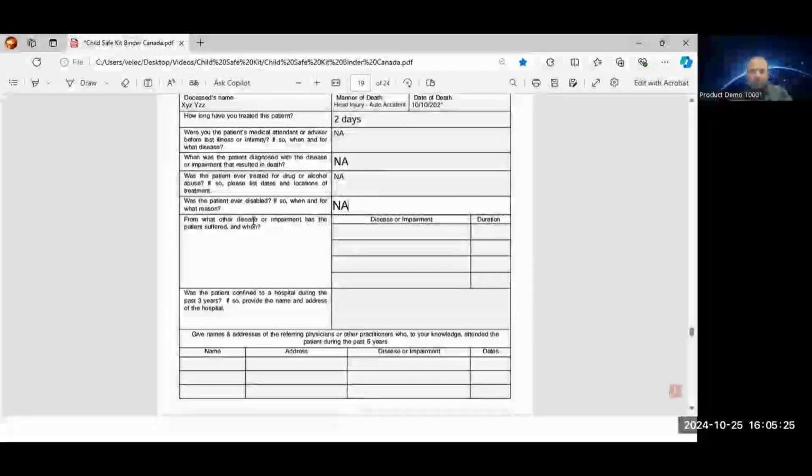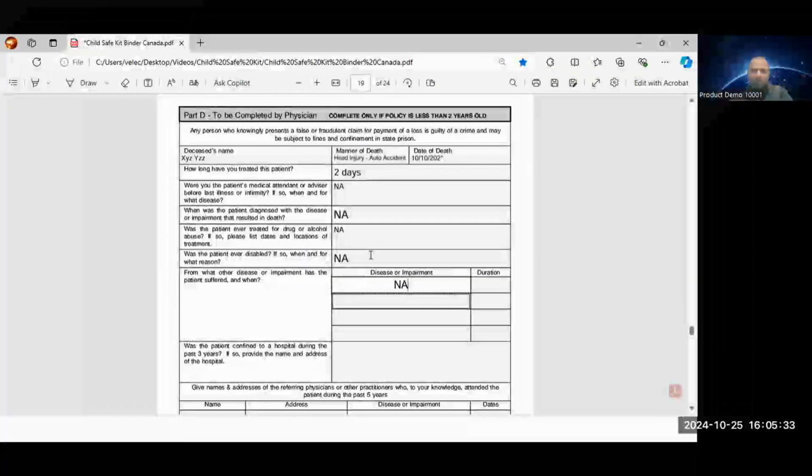Okay, from what other disease or impairment has the patient suffered and when? Again, not applicable apart from the heart attack.